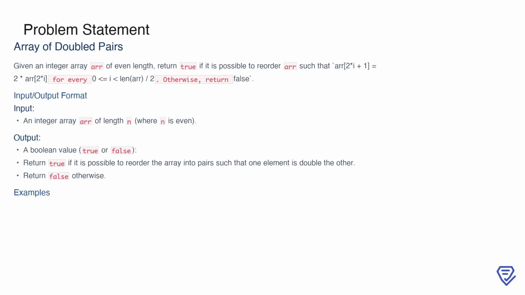The input is a single integer array, and the output is a Boolean value. Essentially, we need to verify if the array can be grouped into pairs where one value is twice the other. Let's explore this further with some examples to clarify how this works.